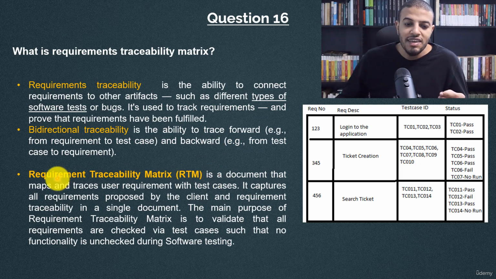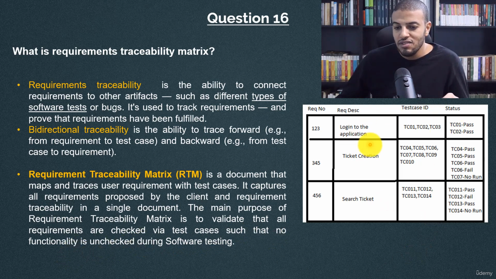So let's read here what he says. Requirement traceability matrix is a document that maps and traces user requirement with test cases. It captures all requirements proposed by the client and requirement traceability in a single document. So we write all the requirements and their traceability inside the same document, which is the RTM, or the requirement traceability matrix. The goal of the requirement traceability matrix is to validate that all requirements are checked via test cases, such that no functionality is unchecked during software testing.